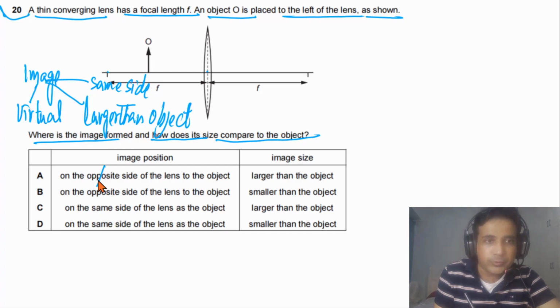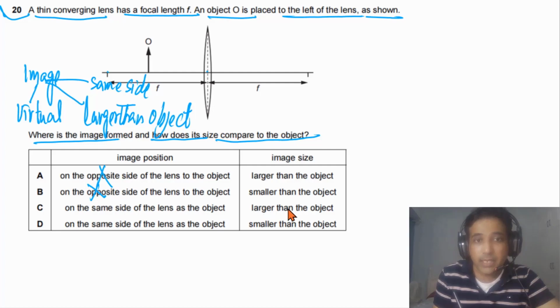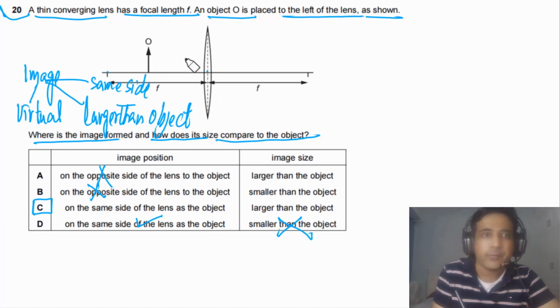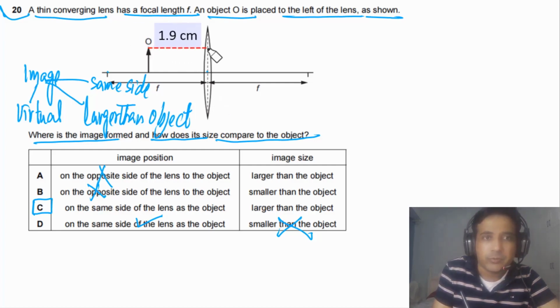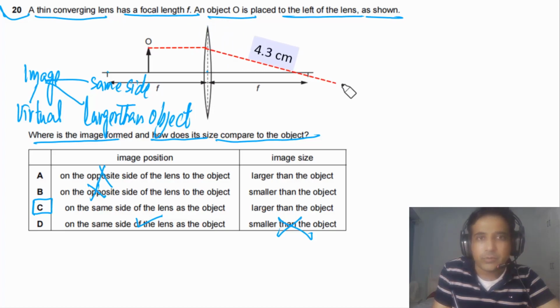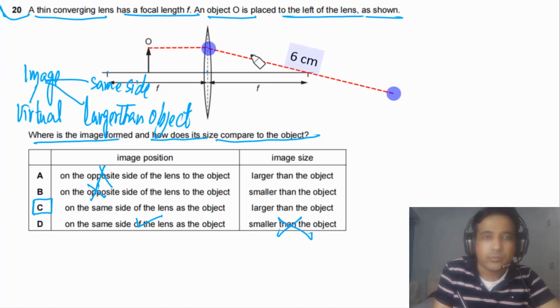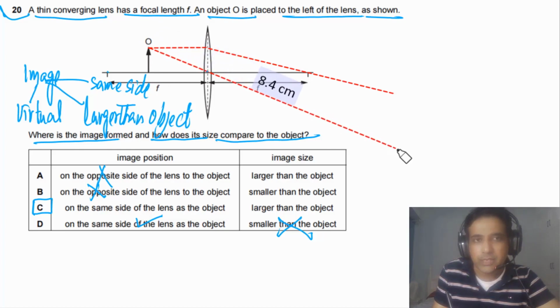So in this case, opposite side, no, this is wrong. On the same side of the lens as the object and larger, so the answer for this one is C. D is also incorrect because this part is right, but the size is smaller, which is wrong. But we can also verify this with a ray diagram. So simply we can draw this line here. So we can draw this ray diagram, and we can extend this to the focal length. So it has to pass through the focal length. We can also draw another ray that is passing through the center of the lens.